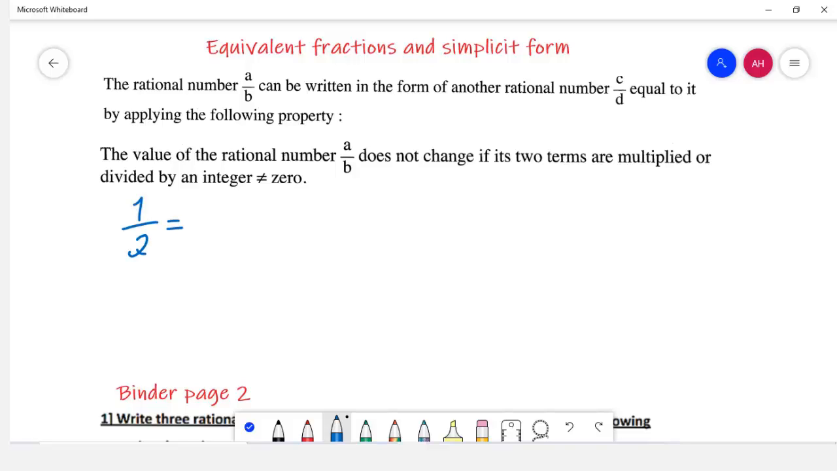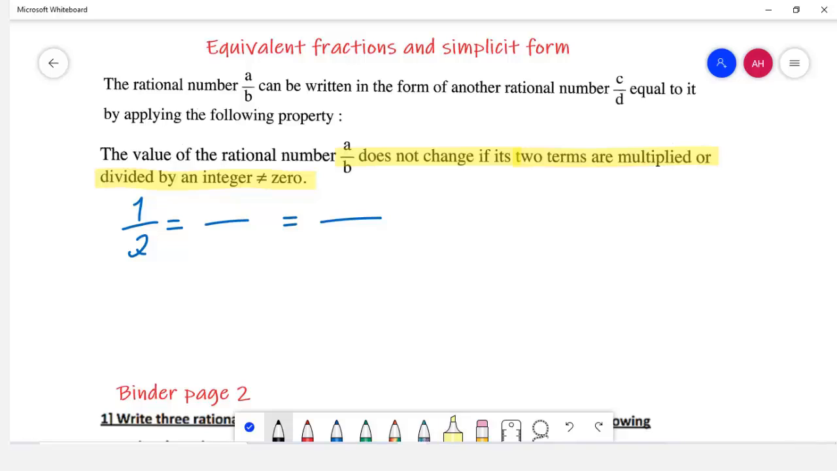Do you remember in primary 4, when you said, for example, if I have a half, I can have other fractions that are equal to the same fraction, and we used to call it an equivalent fraction. Any rational number can be written in the form of another rational number equal to it by applying the following property. The value of the rational number a/b does not change if the two terms are multiplied or divided by an integer which is not 0.